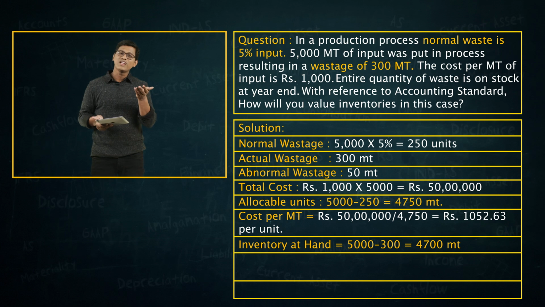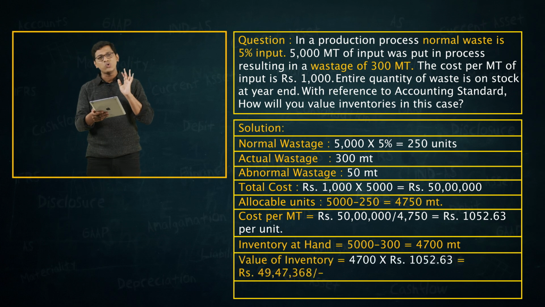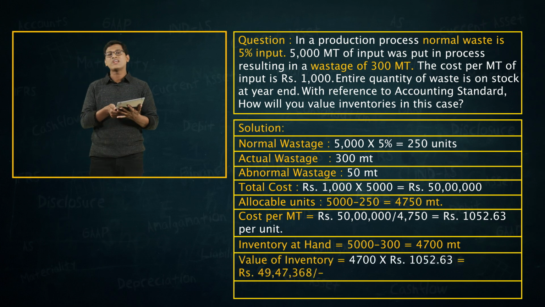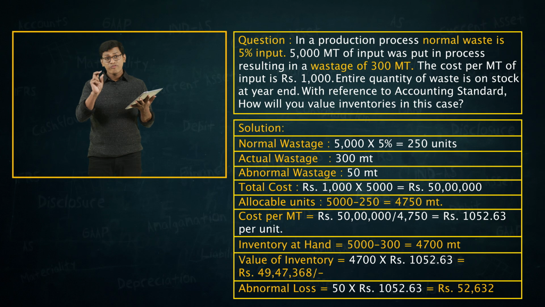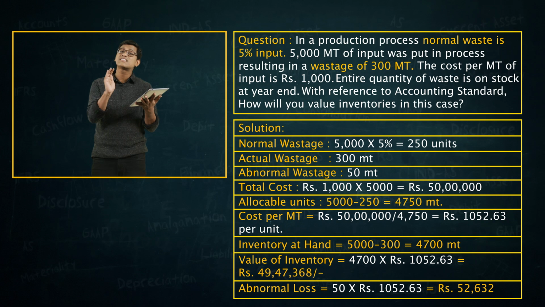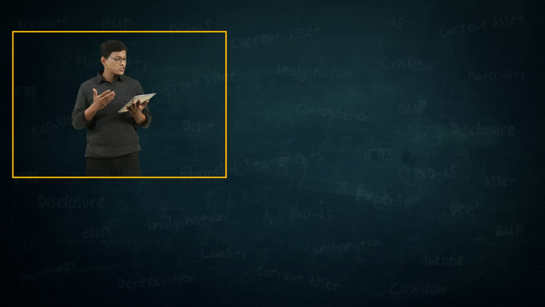So inventory of 4700 into 1052 will be the valuation of inventory. So that comes to 49,47,368. And further, 50 units into 1052, approximately that comes to 52,632. That portion should be charged off fully immediately to P&L. Right, let's move to the next question.